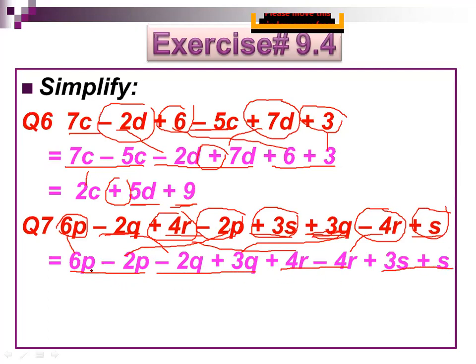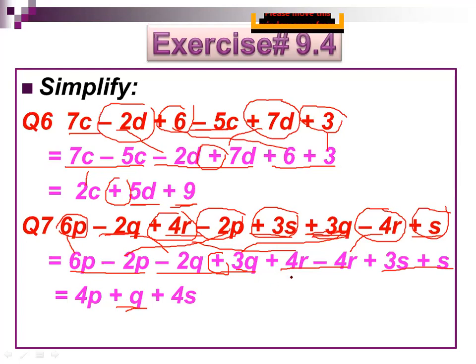Now you are going to subtract the first like term, that is 6p minus 2p. So it will become 4p. Then you have minus 2q plus 3q. So 2 subtracted from 3 will become 1q. So you will simply write q only here, and the sign of plus will be here because 3 is bigger.